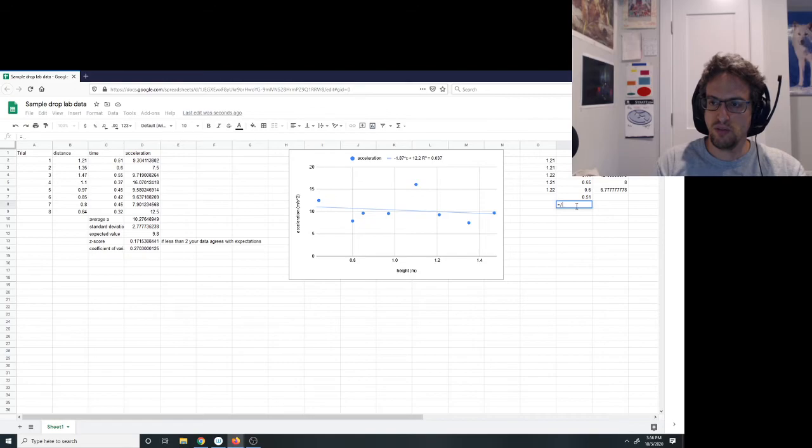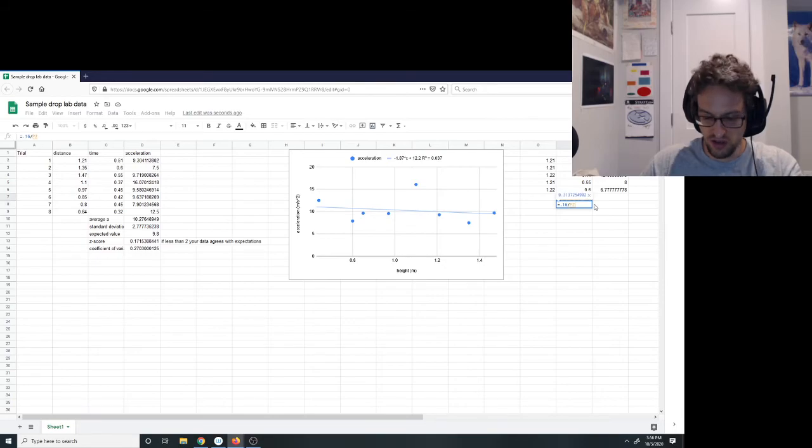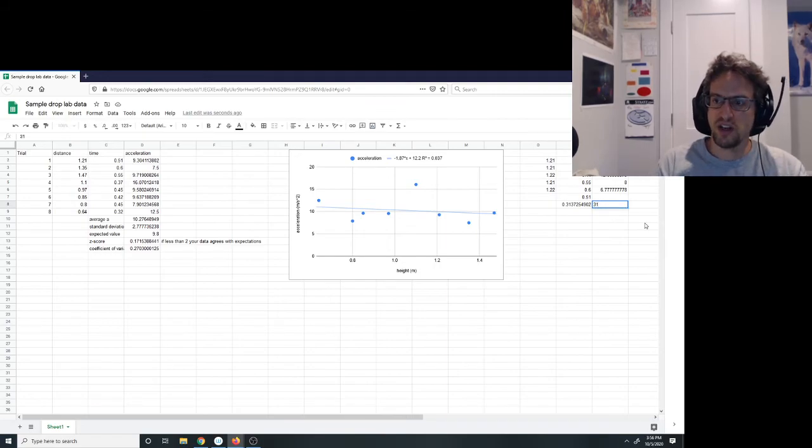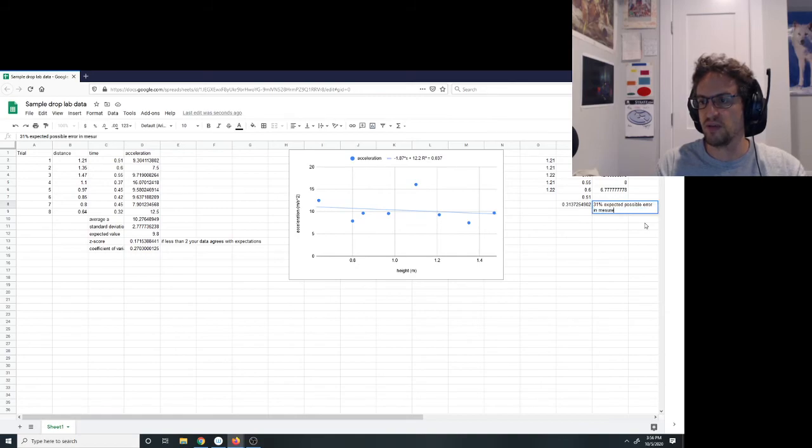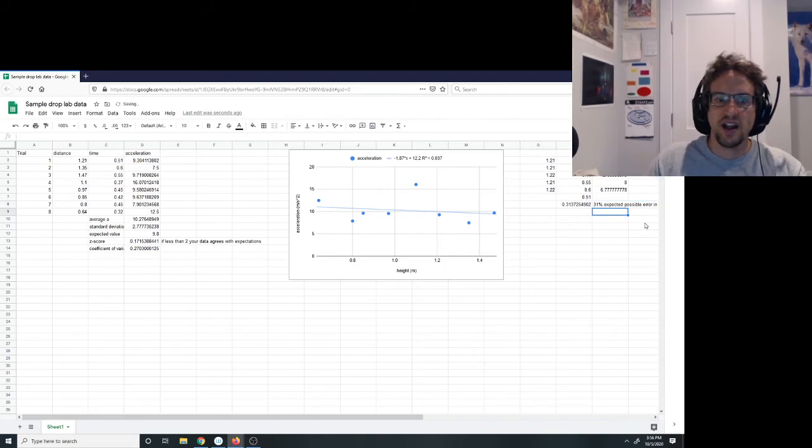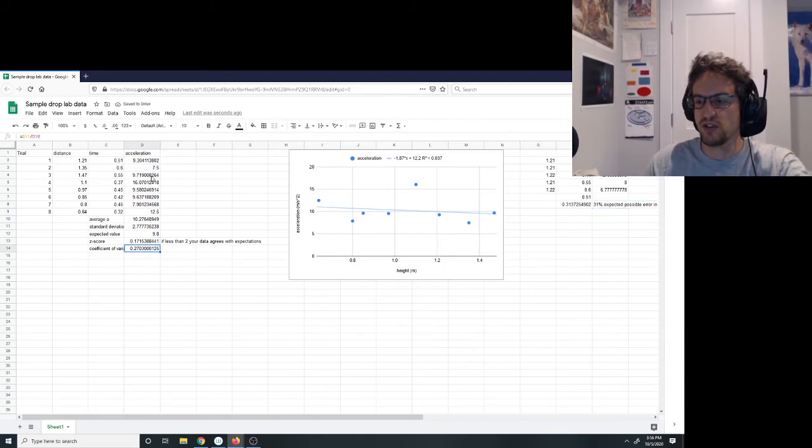So I do 0.16 divided by my average. And it's telling me that based on that, my expected variance here is about 0.31. Okay. So I have a 31% possible error expected in my measurement. And I got about a 27% variance in my results. That means this measurement being that bad is totally reasonable and could explain the error I'm seeing in my results.